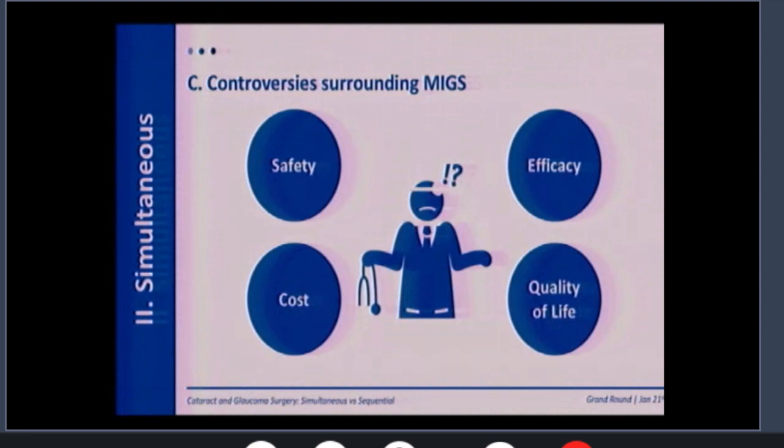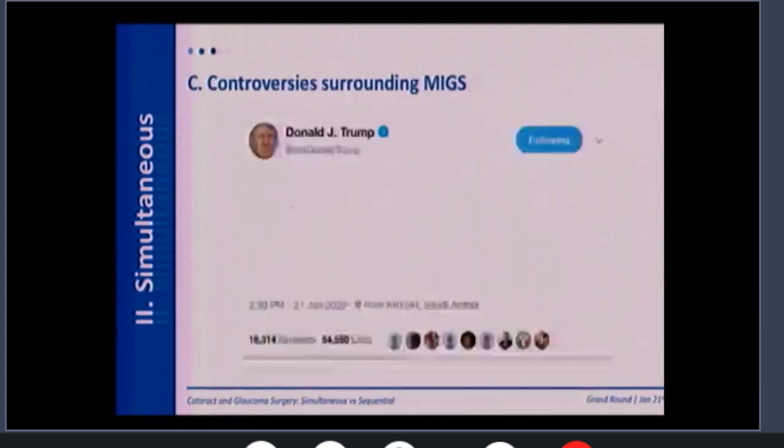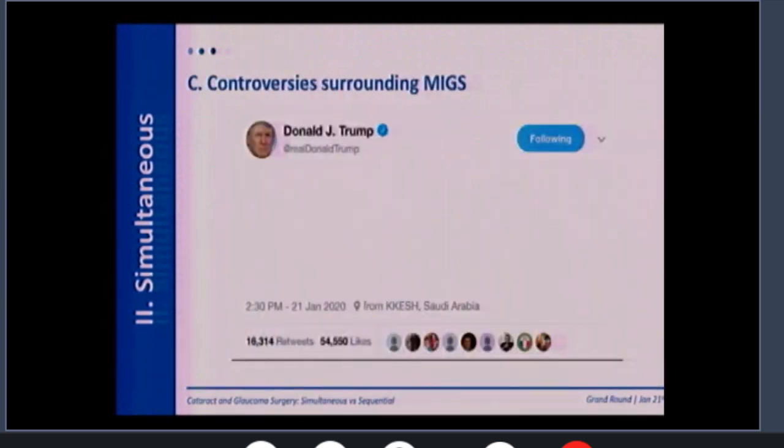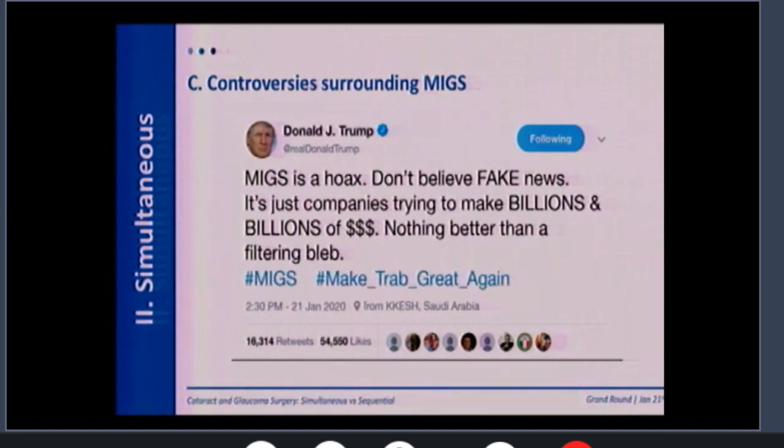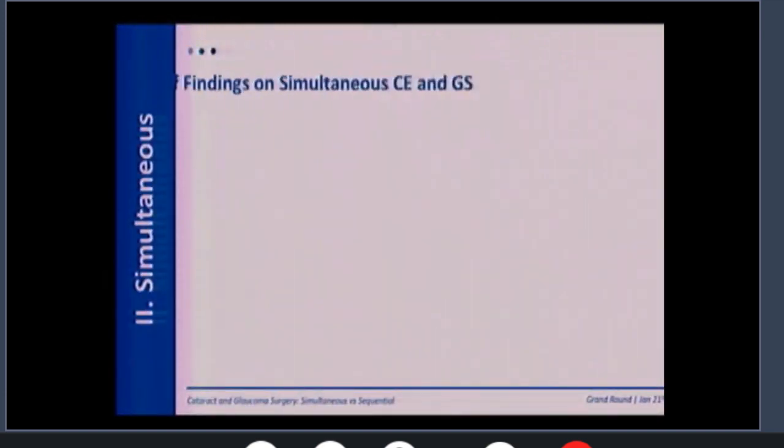Some people are strongly with MIGS, some people are strongly against MIGS, and some people are somewhere in between. And actually, it took even President Trump to tweet about MIGS, and he wanted to state his own opinion. So he's saying MIGS is a hoax. Don't believe the fake news. It's just the companies trying to make billions and billions of dollars, and nothing beats a filtering bleb. Hashtag make trabeculectomy great again.